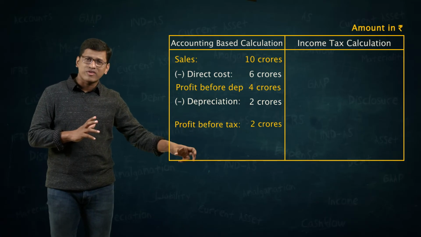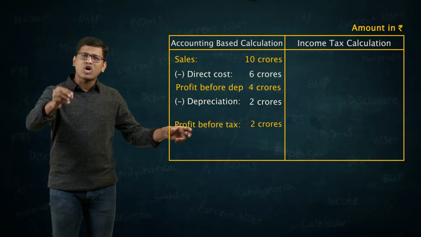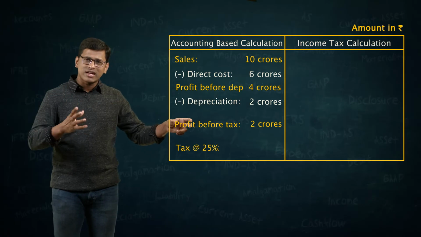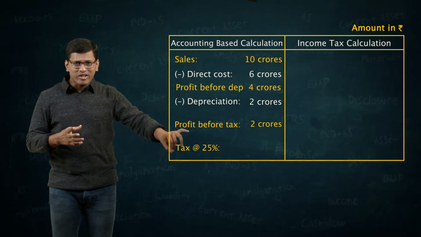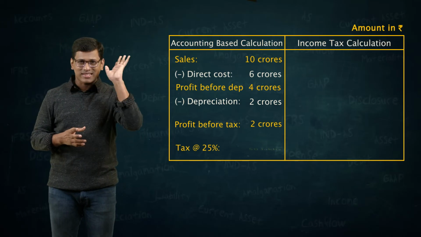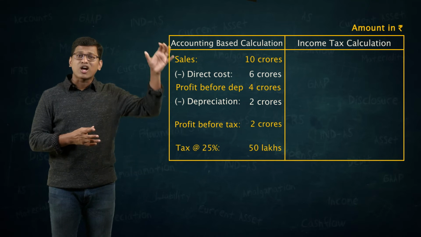Now on this profit, say if tax rate be 25%, apply 25% on that. So 2 crores into 25%. So what will the taxation be? Tax will be about 50 lakhs, right? So this is the story what you see as per accounting.